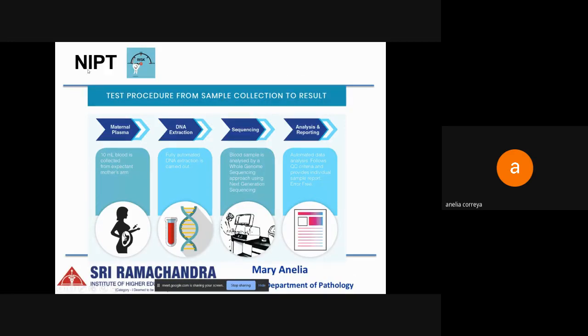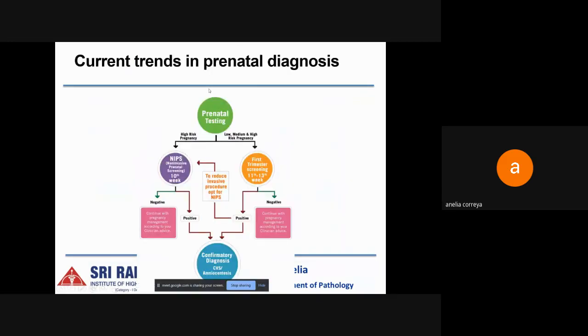So we have non-invasive prenatal testing, which has become the norm in various developed countries. What they do is they take the maternal plasma, extract the cell-free fetal DNA, subject it to sequencing techniques, and get a detailed analytical report, which will then help in counseling of the parents. So the current trend is that for prenatal testing, wherever available, high-risk pregnancies directly go for non-invasive prenatal testing. And if it is positive, it is confirmed using the invasive tests.